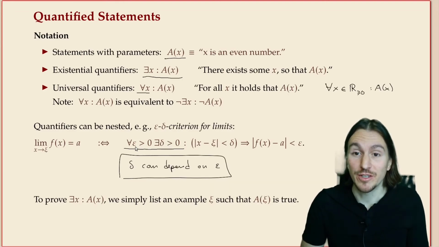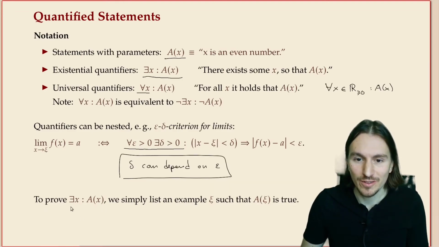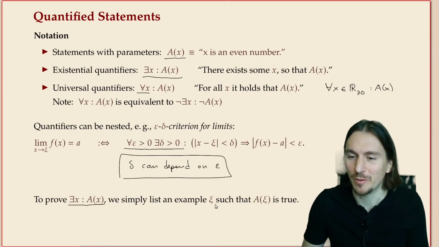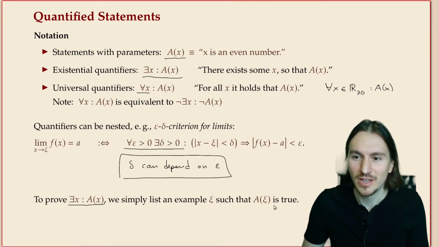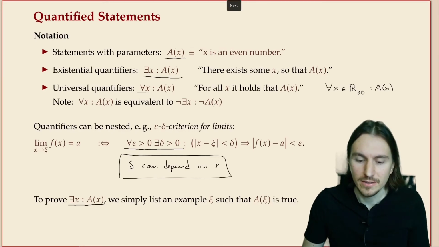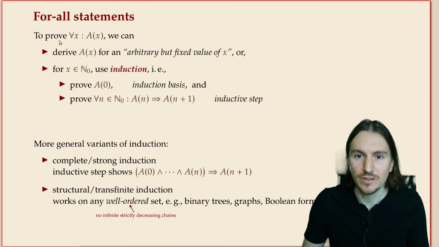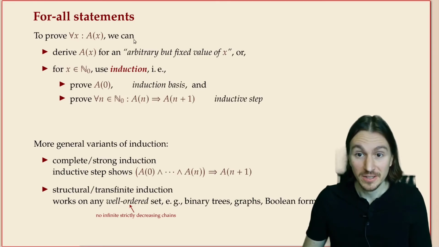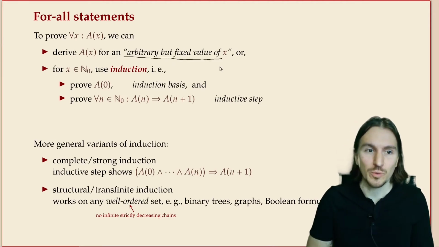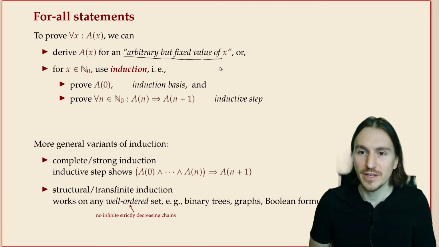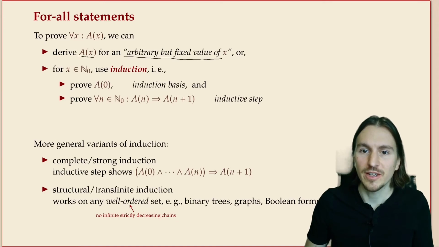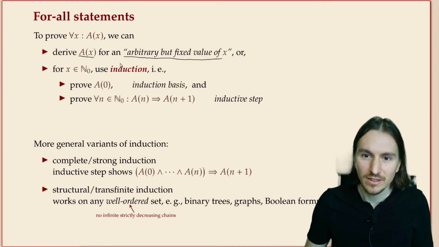Good. Proof strategies for quantified statements. If the statement is an existential quantified statement, it's fairly simple. You just have to find an example that makes the statement true. Doesn't need a real strategy usually. It's just finding an example. It's more challenging for the all quantified statements. One thing we've implicitly done before in the n-squared proof was this. You fix an arbitrary but fixed value for x, and then you derive that a of x is true. That's what we did before.